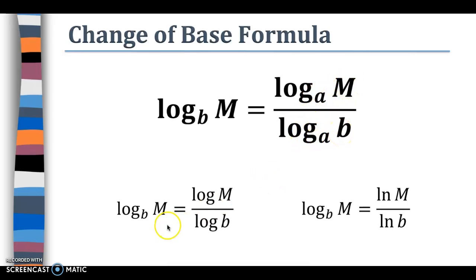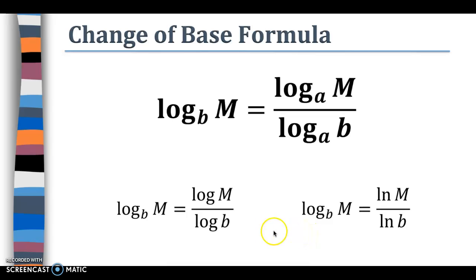So for instance, if you're told to find the log base b of m and it's not a super nice log to find, we can just take log base 10 of m, or log of m, over log of b. Why is that nice? Because we have log in our calculator, right? We also have natural log, and this is just log base e. So we can take log base e of m over log base e of b, and we can find the same thing.